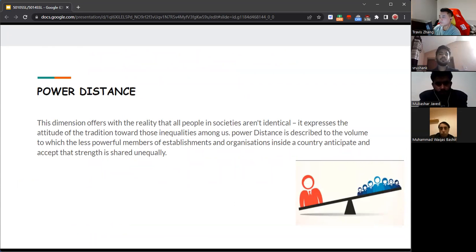So now we will talk about power distance. This dimension deals with the reality that all people in a society are not identical. It expresses the attitude of the culture towards those inequalities among us. Power distance is defined as the extent to which less powerful members of institutions and organizations within a country expect and accept that power is distributed unequally.